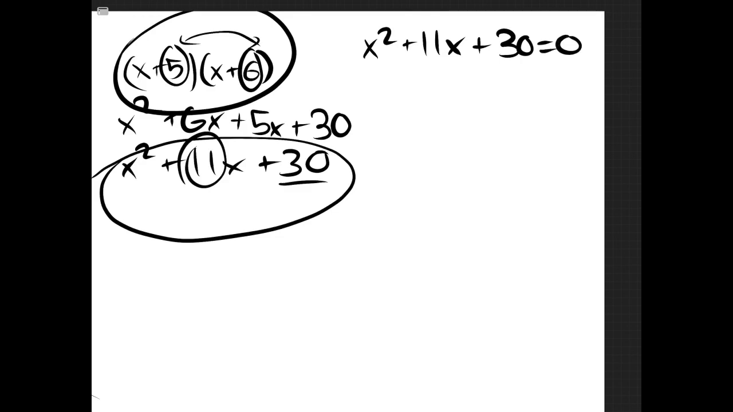And so let's figure out how we can do this. We already know what we're going to get, x plus 5 times x plus 6, but let's see how we can do that. So we already know that if we think of this as x plus a times x plus b, we know that a plus b equals 11, because this is 11, and a times b equals 30.